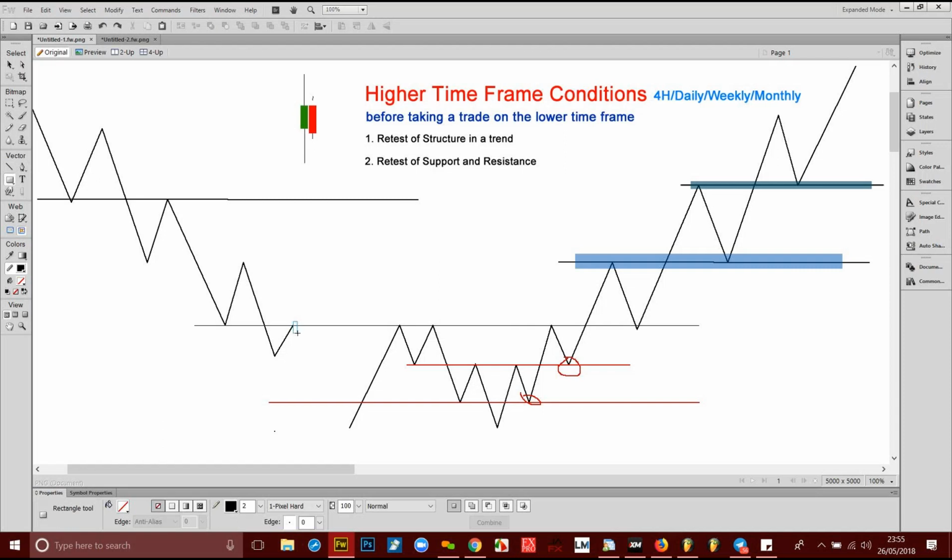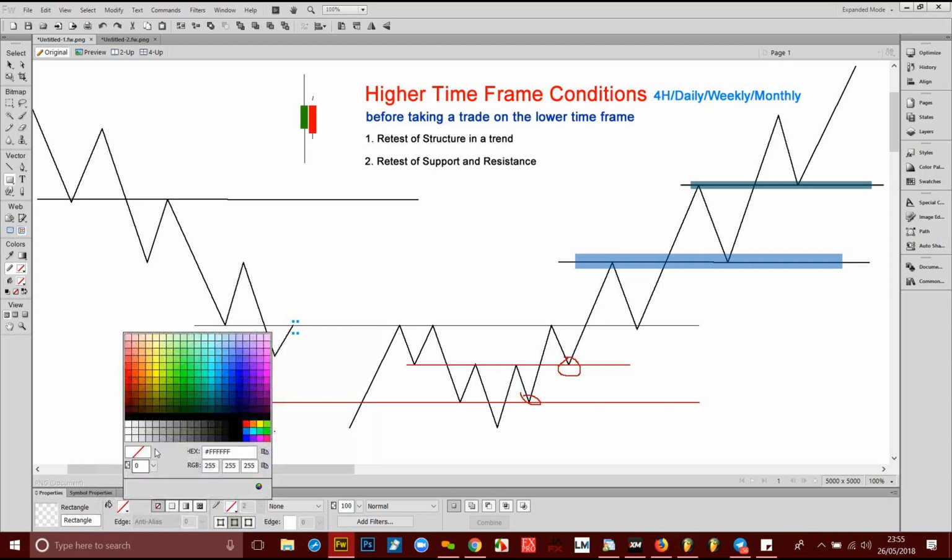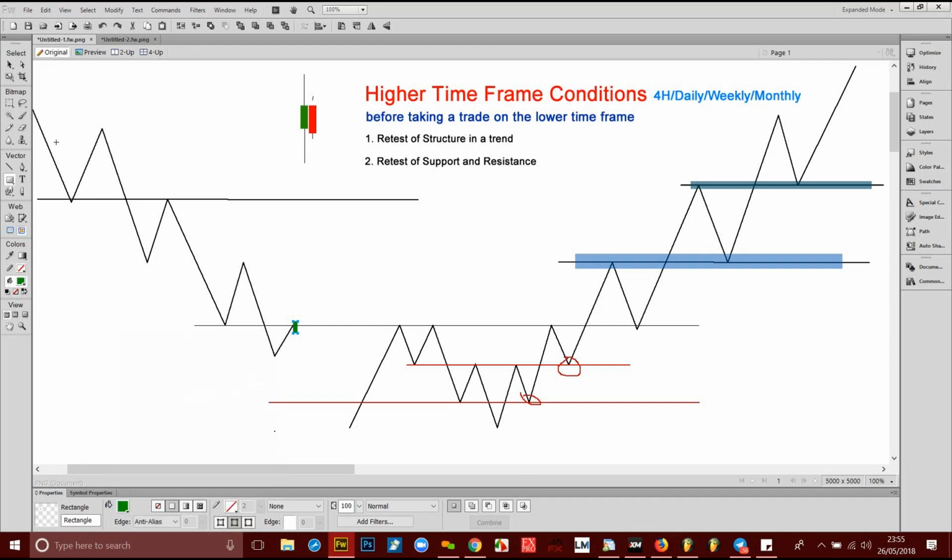Looking for this setup in the market. Remember, that's going up, so you need to look for a green candle. Yep. And then I'm looking for a red candle.